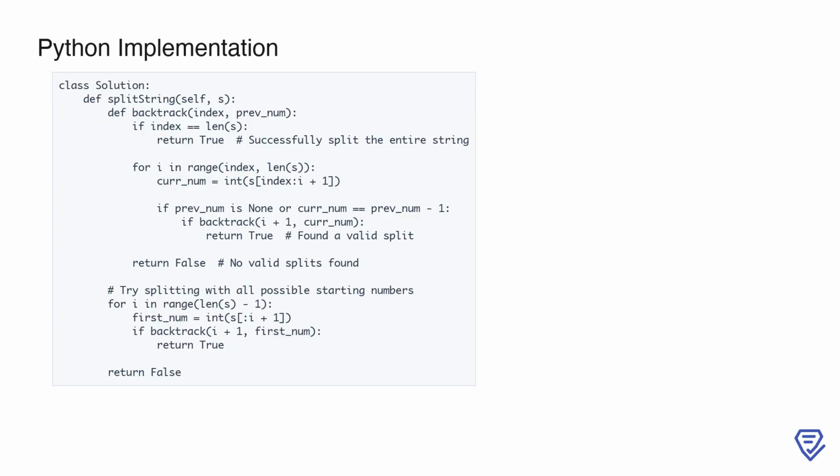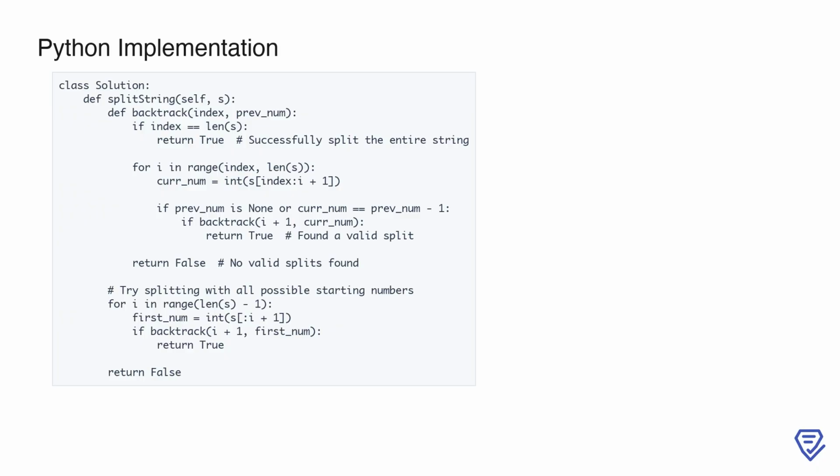The split string method first defines a helper function backtrack, which is responsible for recursively checking if the string can be split from the current index onward with the condition that each subsequent number is exactly one less than the previous number. The backtrack function takes two parameters, index, which marks the starting position of the substring to process, and prev_number, the last number in the sequence that must be followed.